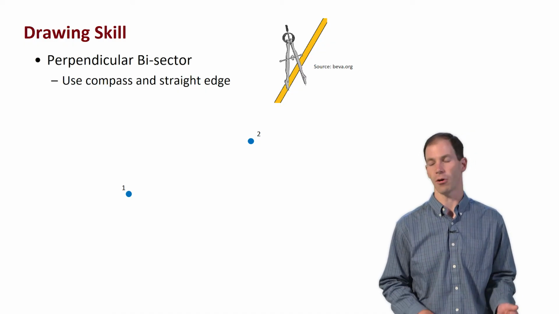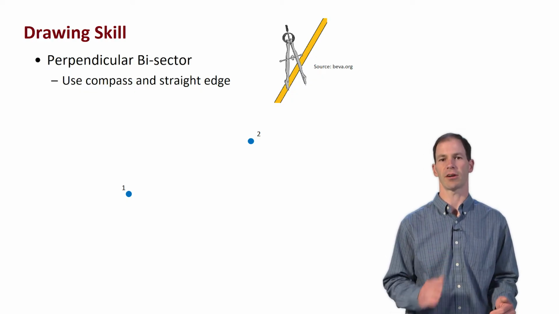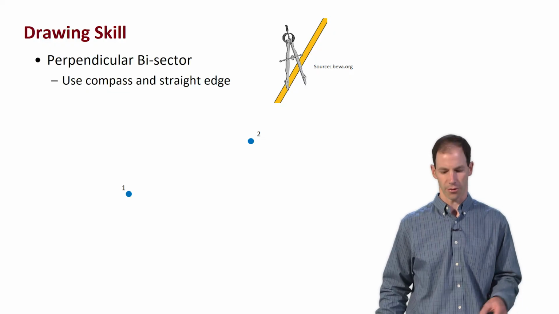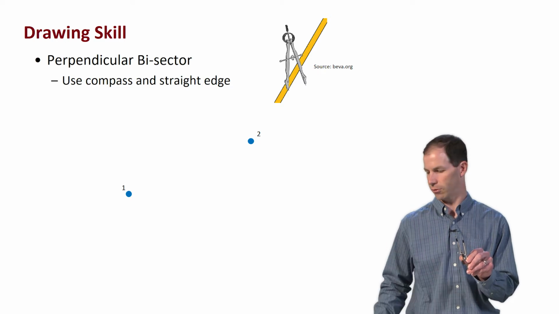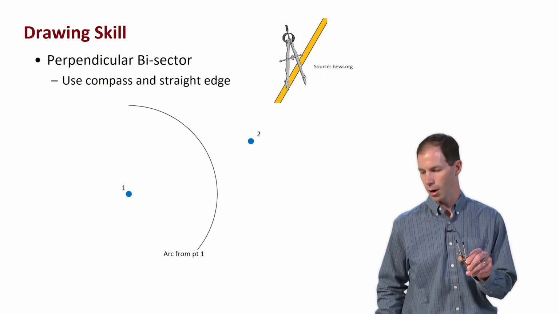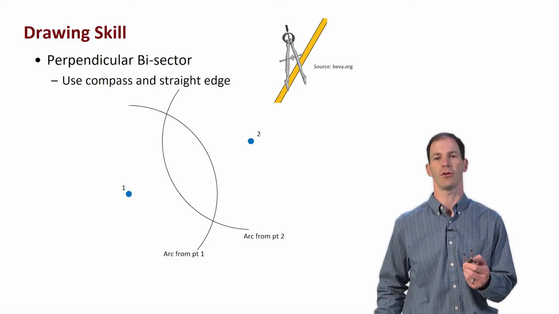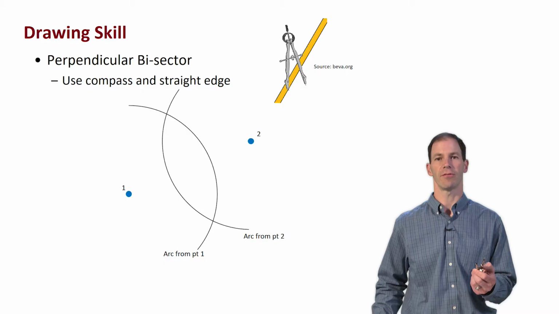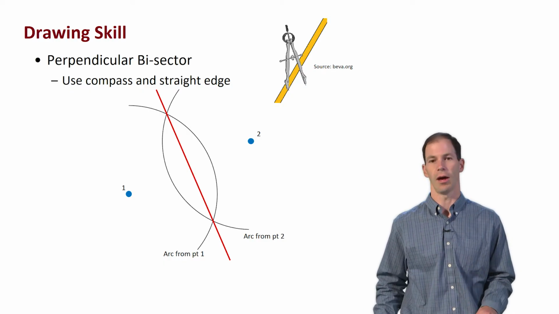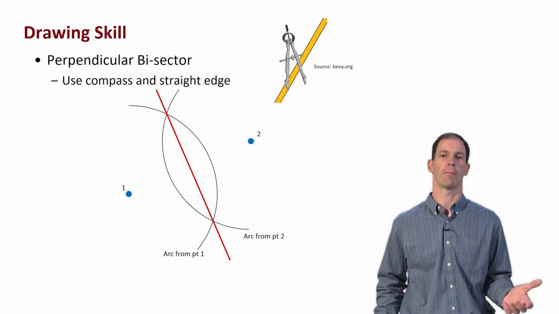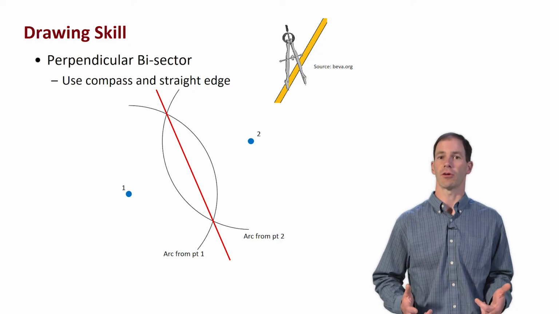So I've got a point 1 and a point 2 here, these 2 blue dots on the screen, and I want to have a perpendicular bisecting line of these 2 dots. So what I do is I take my compass and I swing an arc that's greater than half the distance between those 2 points. So this would be swinging that arc from point 1. I would then swing an arc of the same length from position 2. And then once I have that, I basically find where those 2 arcs intersect, and I draw a line between those 2 intersections. And then this red line here, this is a perpendicular bisector of points 1 and 2. Very simple skill, but you're going to find we're going to use it quite a bit.